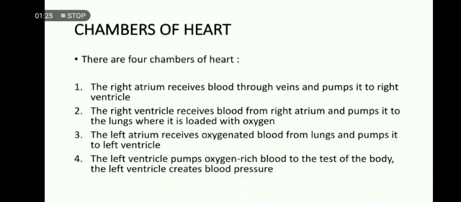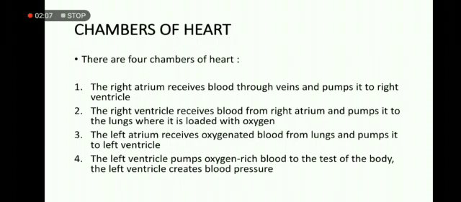First of all, the deoxygenated blood is received by the right atrium. The right atrium receives blood through veins, and it is then pumped to the right ventricle. The right ventricle receives this deoxygenated blood from the right atrium and then pushes it to the lungs, where it is loaded with oxygen. Here all the wastes which are not needed are removed.